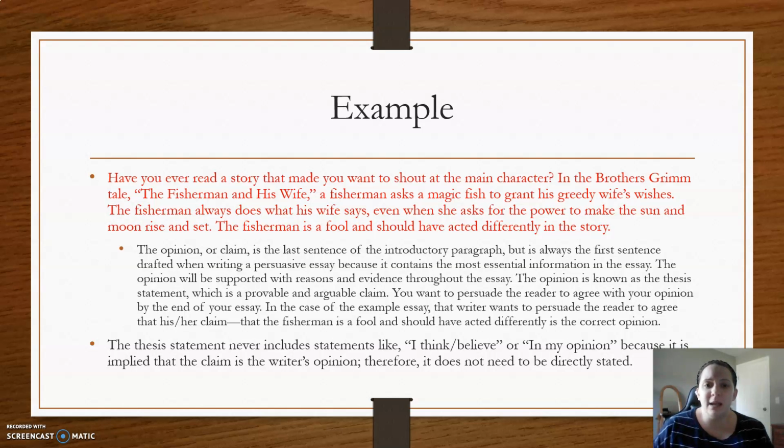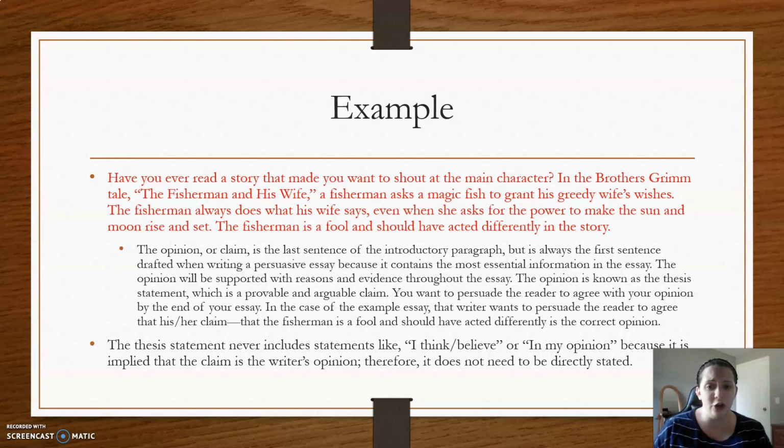Even though the claim is in my last sentence, it's sometimes written first when you're drafting. It's usually the first thing you write when you write your introduction, even though it is the last sentence. The opinion will be supported with reasons and evidence throughout the essay. The opinion is known as the thesis. Remember, we talked about that. Your opinion, claim, and thesis are all the same thing.